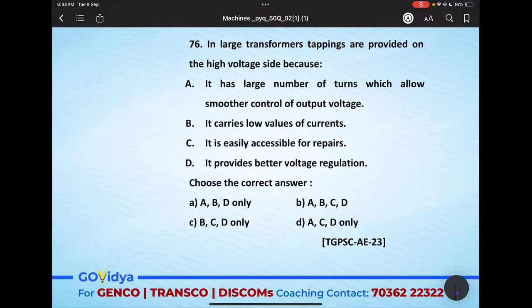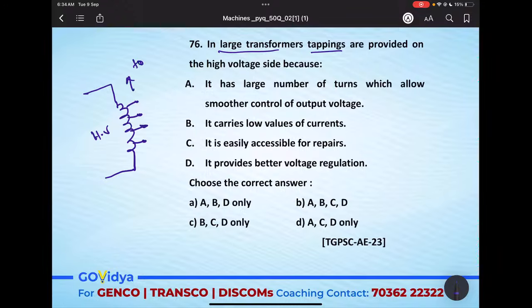The next question is about, in large transformers, tappings are provided on the high voltage side because, okay, what they are telling, in large transformers, tappings. In general, if you see the transformer winding, the secondary winding. If you see HV side, these tappings will be provided like this. Okay, why are tappings required? To change the secondary voltage.